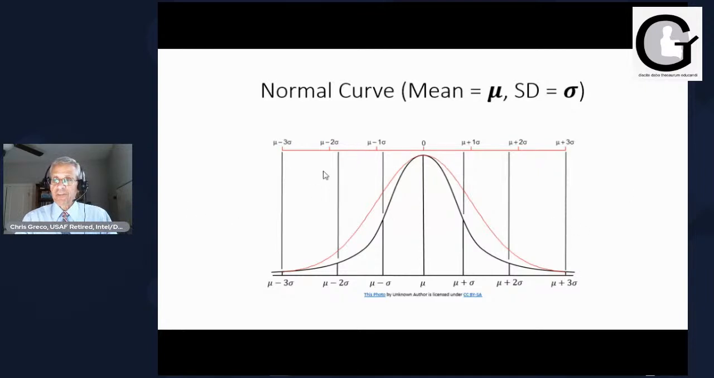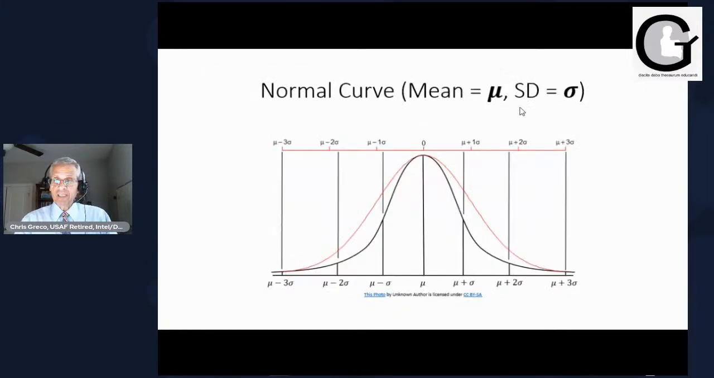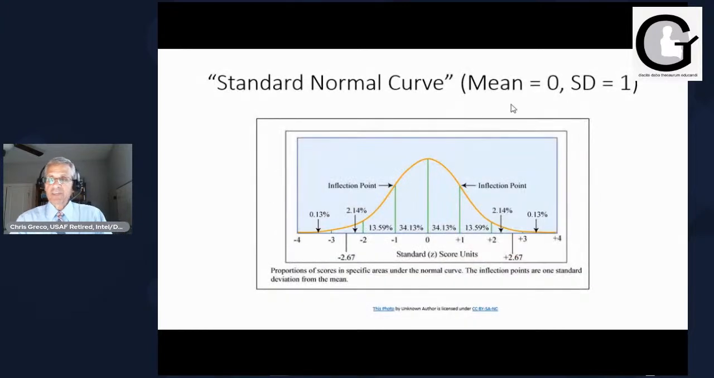So now you have the normal curve. Now, the standard normal curve. In this case, the mean is the mean, the standard deviation is the standard deviation. It's calculated. In this case, the mean is always 0 and the standard deviation is always 1. Well, that makes it easy, right?